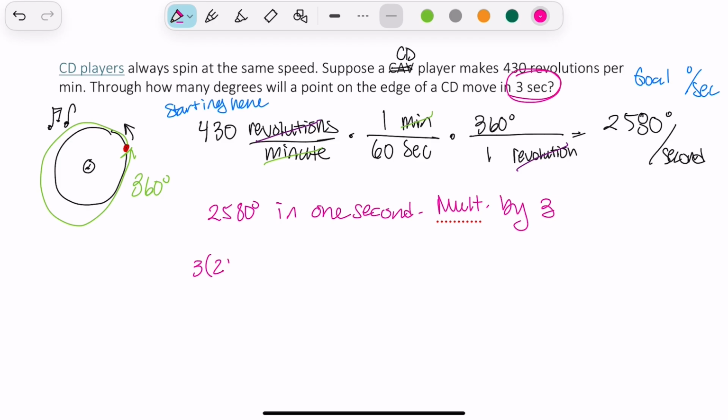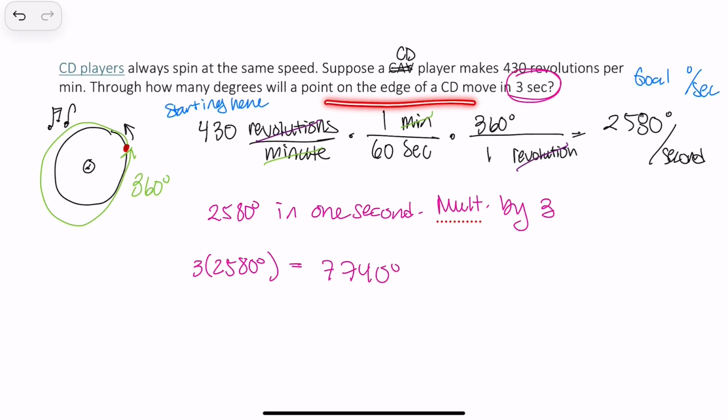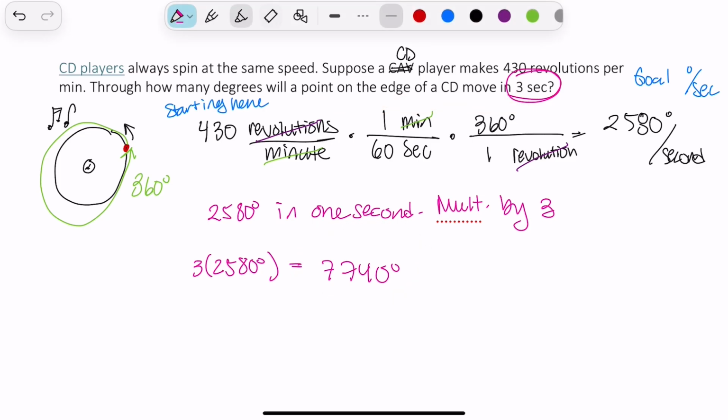3 times 2,580 degrees is equal to 7,740 degrees. All right, so we know this point at the edge of the CD will move 7,740 degrees in 3 seconds.